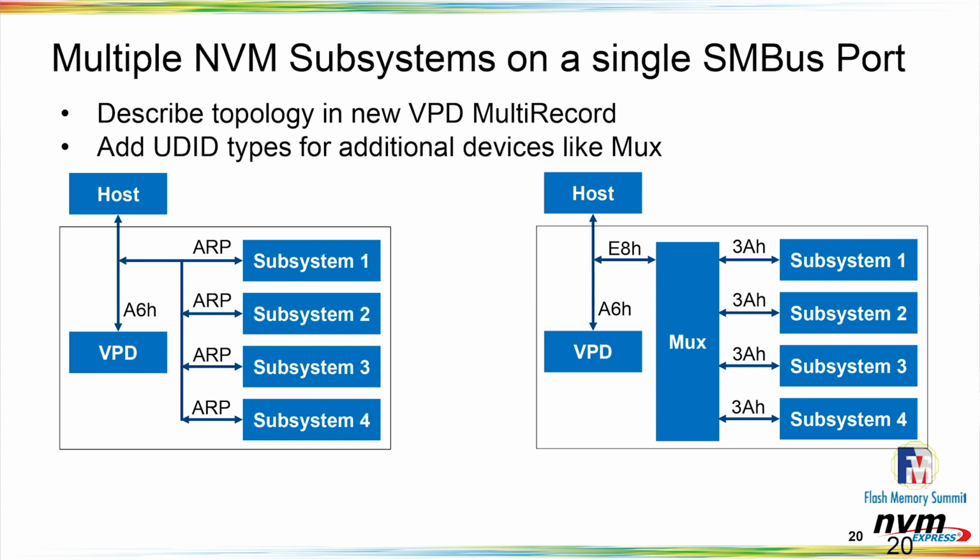Here we see that there are two different ways. The picture on the left uses ARP. The picture on the right uses a MUX. We're supporting either way to talk to the drive. We also have come up with some new UDID types to connect things like the MUXes. A MUX with ARP has to be able to be associated with that drive because there's no other physical connection between the two. And this is more of the same; in the interest of time, we'll just skip ahead here.